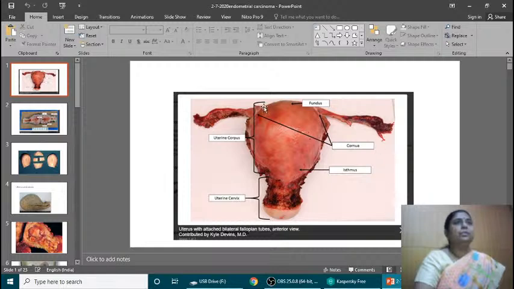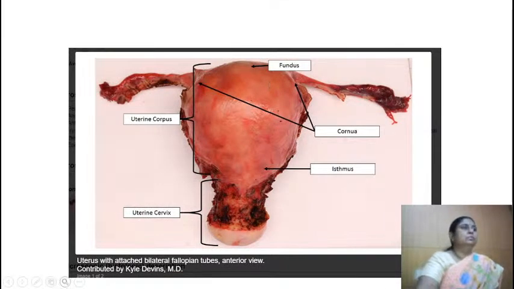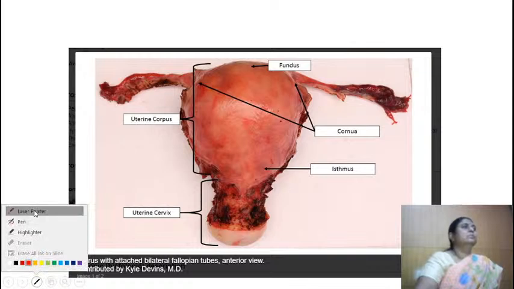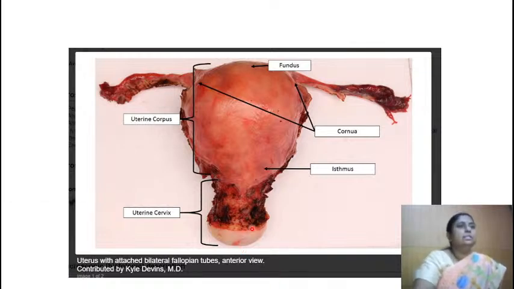Can you identify what this is? Yes, it is the uterus, cervix, and your fallopian tubes. Okay, so yes, this part is called the cervix, and this is the lower uterine segment, and this is the isthmus.